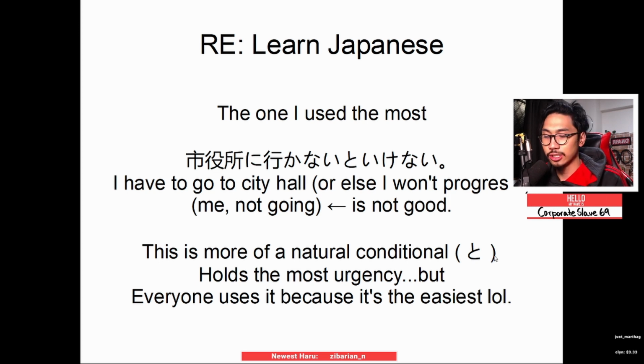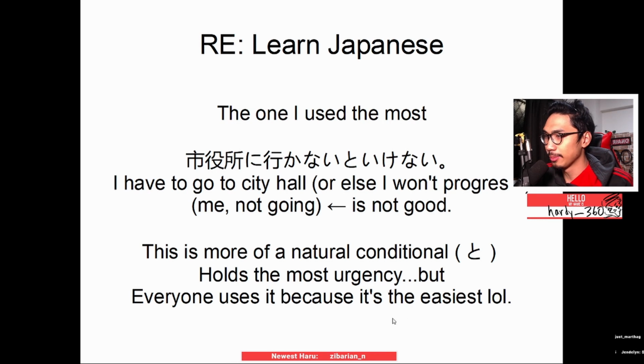It holds the most urgency because it is a natural consequence. So if you don't do this, this will happen, right? Or if you do this, this will happen. So it kind of holds the most urgency, but in reality, it's used the most because it's the easiest to say. And you don't even have to put ikenai at the end. It is implied, as the high context language of Japanese that it is. And everybody uses it because it's the easiest, of course.